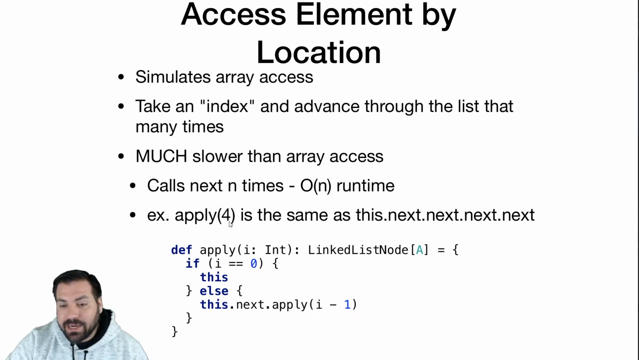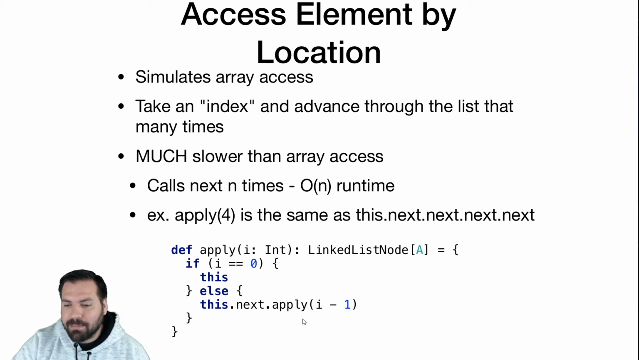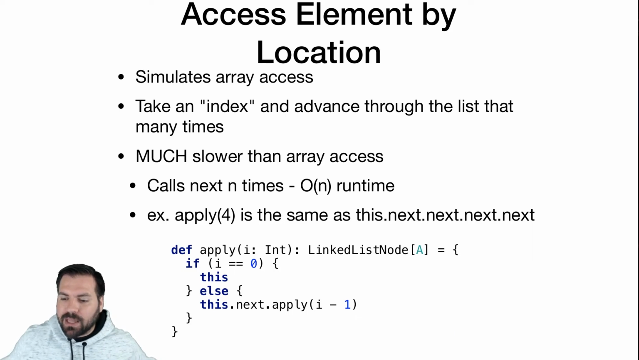So this is a linear runtime algorithm. We have to call dot apply this many times, whatever n is for our call. Very, very slow. If we want to get the last element of a million element list, we have to call dot next a million times. This is much different from an array, where you have an array of a million elements and you want to get the millionth element. It's still just a multiplication and addition, and then access that memory address. That's a constant time operation. This is a linear time operation.